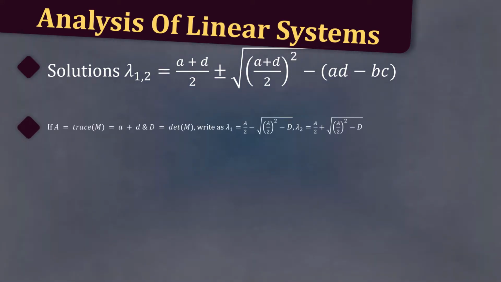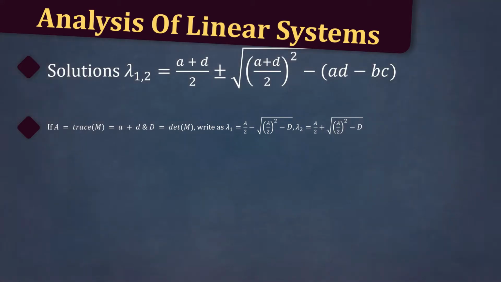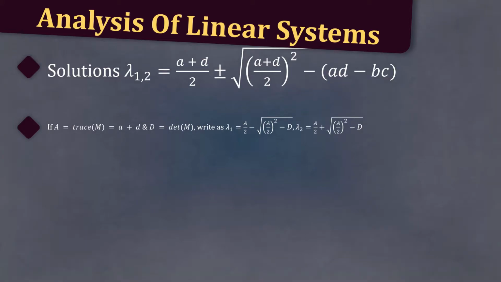If we let a equal the trace of M, which is equal to a plus d, and d equal to the determinant of M, which is equal to ad minus bc, we can write the lambdas as lambda 1 is equal to a over 2 minus the square root of (a over 2) squared minus d, and lambda 2 is equal to a over 2 plus the square root of (a over 2) squared minus d.